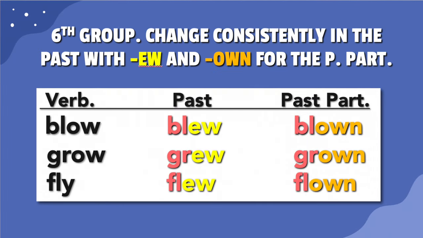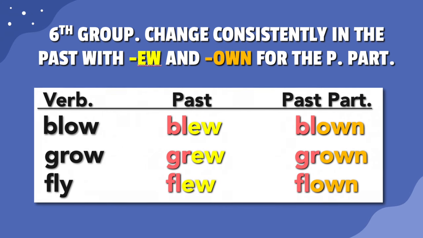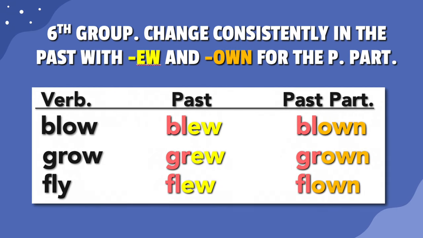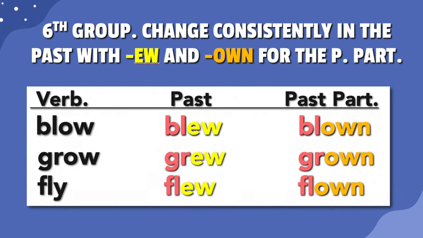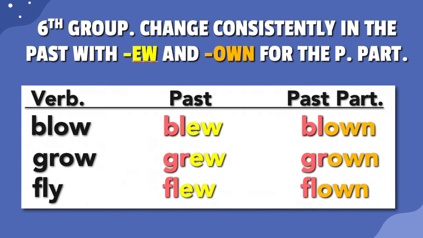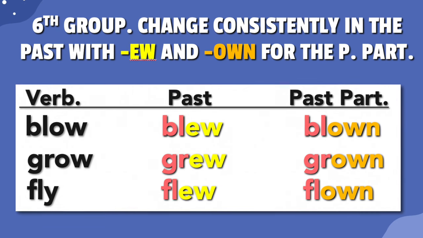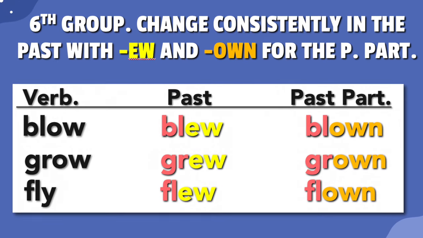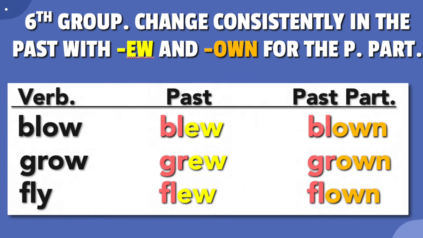And finally, the sixth group, change consistently in the past with the E, W, and O, W, N for the past participle. Just like blow, blew, blown; grow, grew, grown; fly, flew, flown.